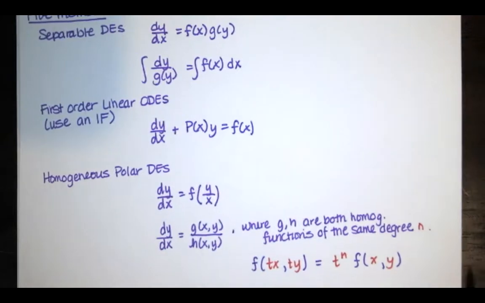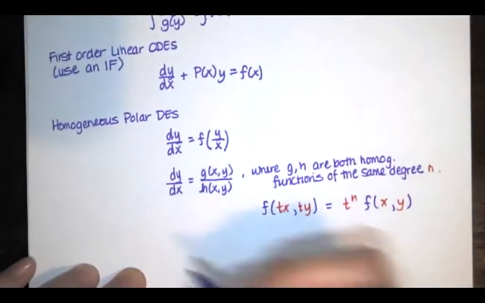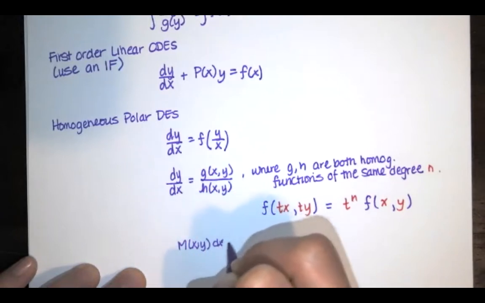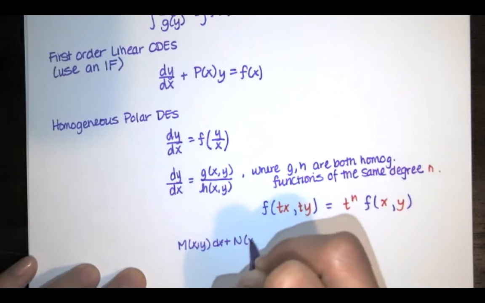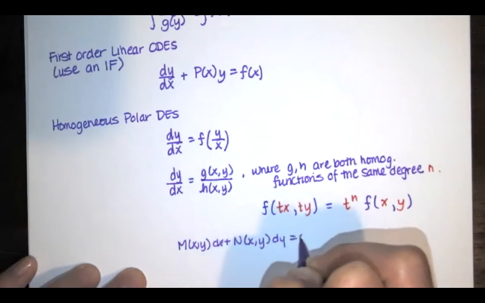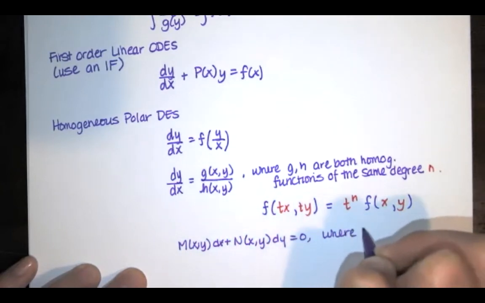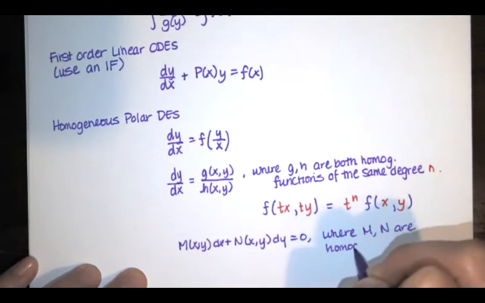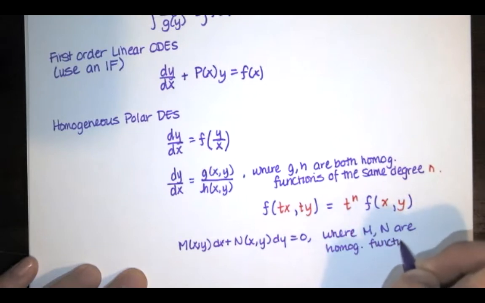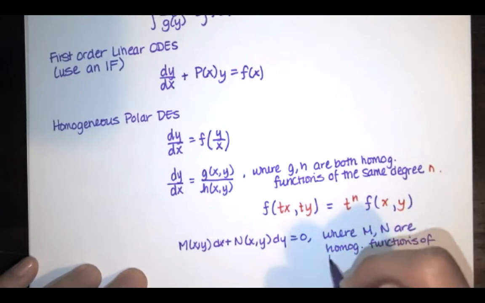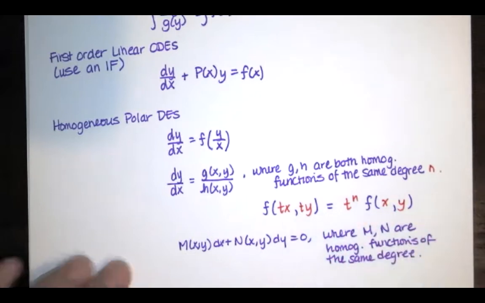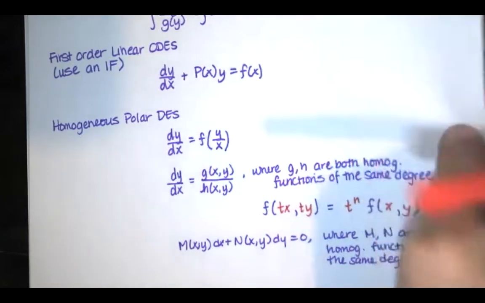and then we'll solve with a substitution. Another way homogeneous polar differential equations can be written is like this. And this is where m and n are homogeneous functions of the same degree. So that's what we've got here. Now you solve these by doing the following.